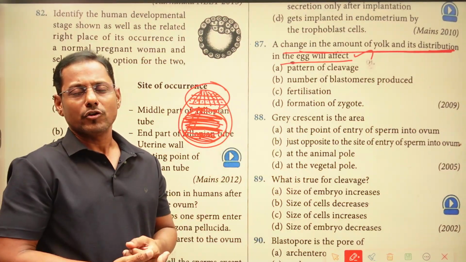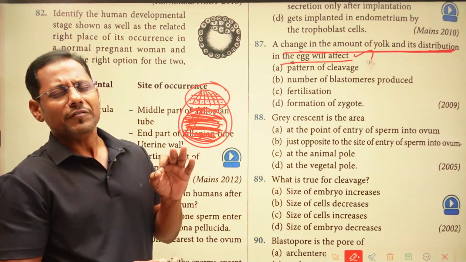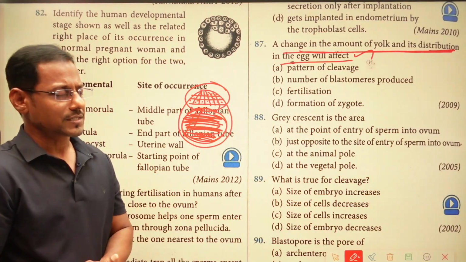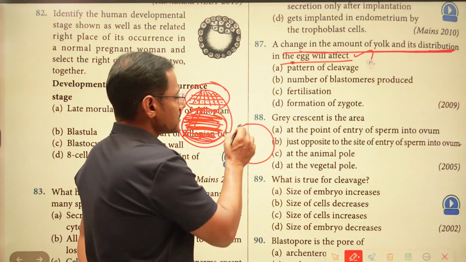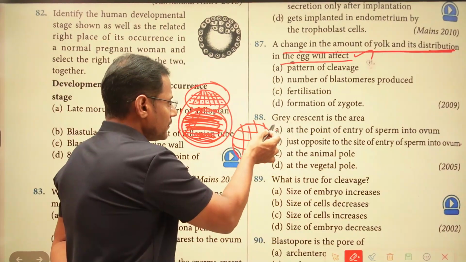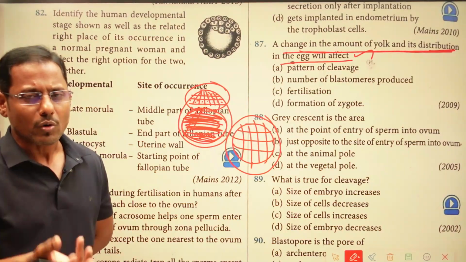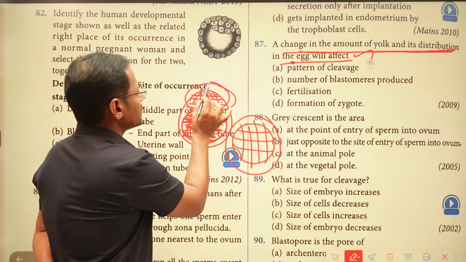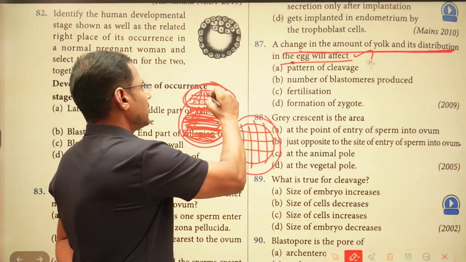Our eggs, human eggs, are alecithal eggs. Alecithal in the sense that no yolk, or a very little quantity of yolk, is present. If the egg is alecithal, that means no yolk is present. What happens? The entire zygote is going to be cleaved, right? If the entire zygote is cleaved, that particular cleavage is known as holoblastic cleavage.